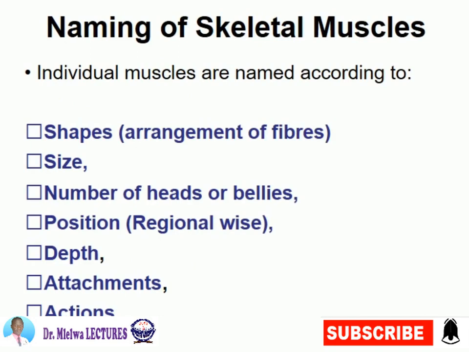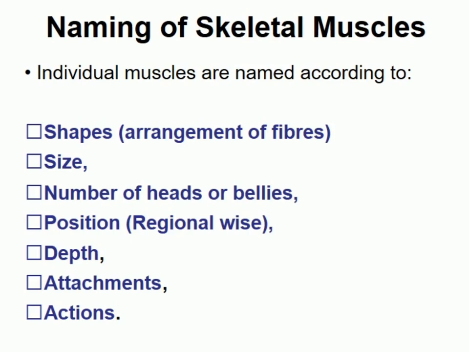Now let's go to the very important part and very interesting part about the naming of skeletal muscles. When we are naming skeletal muscles, as we shall see later, we have a variety of names of skeletal muscles, but this is very important in order for you to memorize different muscles, where they are located in the body and what function they are performing. So in terms of naming skeletal muscles, we have different factors which are used in naming.